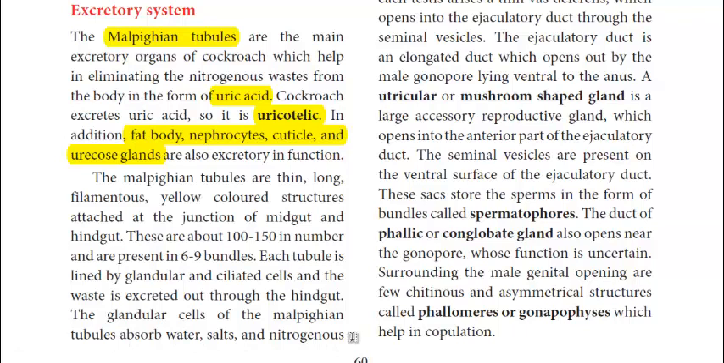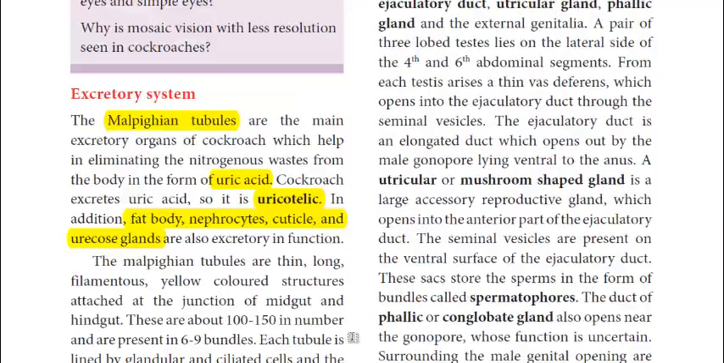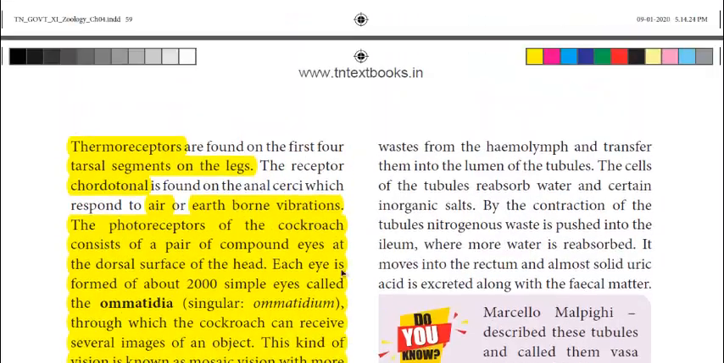So from the blood, from the food, the important water molecules, salt molecules and nitrogenous waste are absorbed by the glandular cells present in the malpighian tubules, which take the waste from the hemolymph and transfer it into the lumen of the tubules. The cells of the tubules reabsorb water and certain inorganic salts.